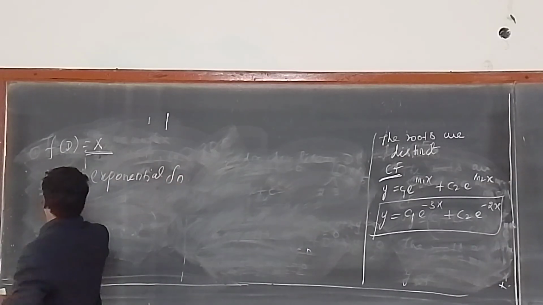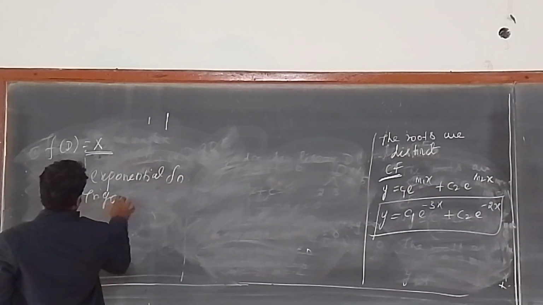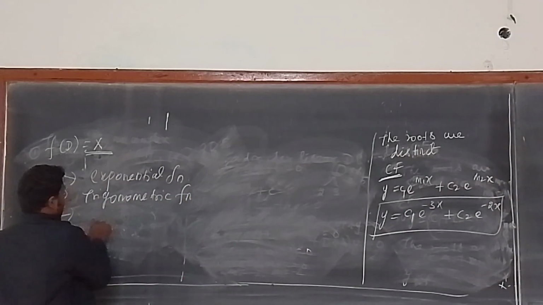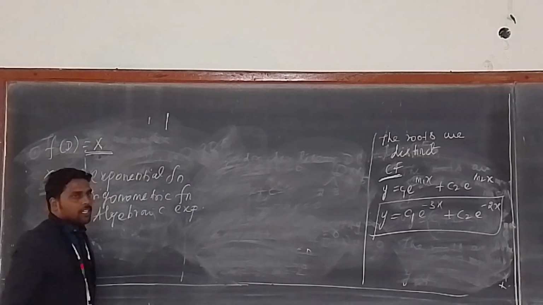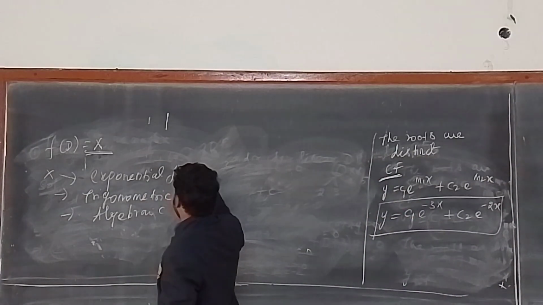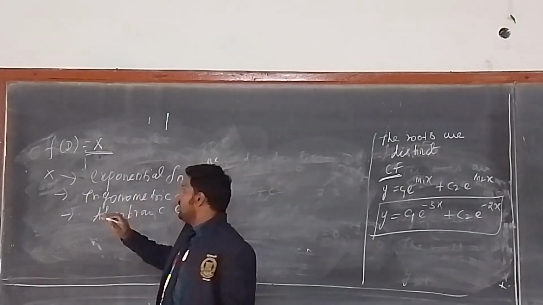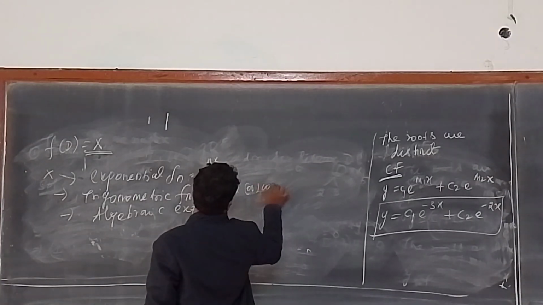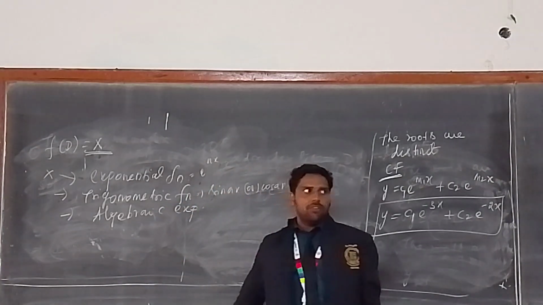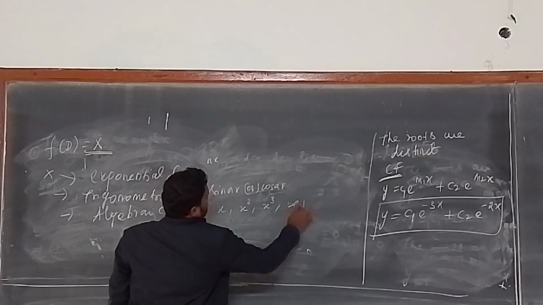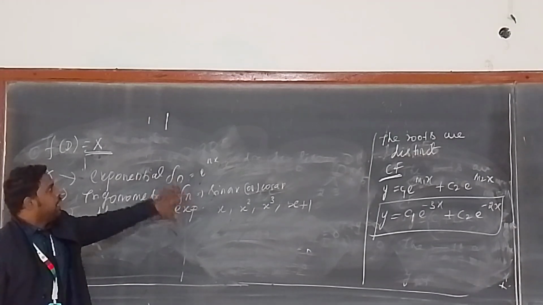There are three types of functions: one is the exponential function, another is the trigonometric function, and the third is algebraic expressions. Exponential means e to the power of ax. Trigonometric means a function of sin ax or cos ax. Algebraic expression means x², x to the power n, or a linear expression. So this is the form of the right-hand side function f(x).